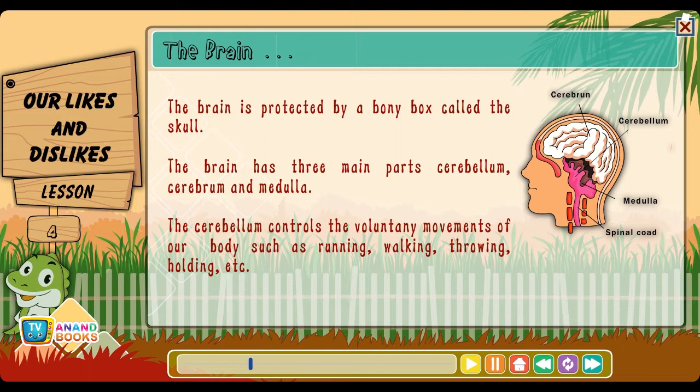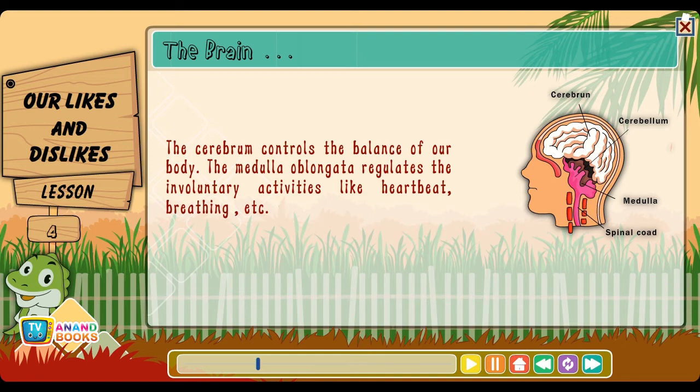The cerebellum controls the voluntary movements of our body, such as running, walking, throwing, holding, etc. The cerebrum controls the balance of our body. The medulla oblongata regulates the involuntary activities like heartbeat, breathing, etc.